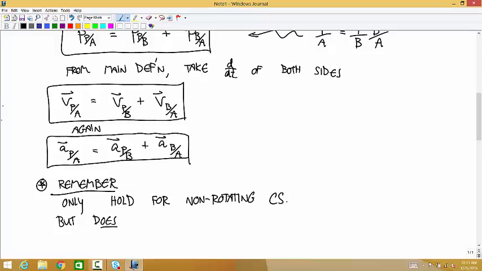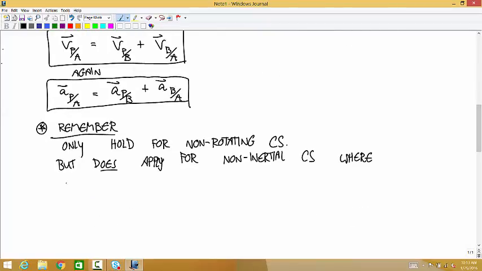So this does apply for non-inertial coordinate systems where the origin is accelerating. You don't really have to think about this too much yet, but in this class, this is going to be an issue that's coming our way.